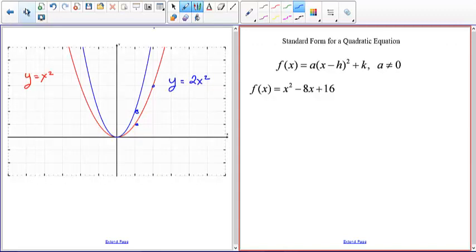Now to be able to plot the vertex, which is extremely critical, you want to put it in standard form. And standard form is as such. You have a constant multiplied by x, with a coefficient of 1 in front of it, minus h, quantity squared, plus k by itself. And h is the horizontal shift.